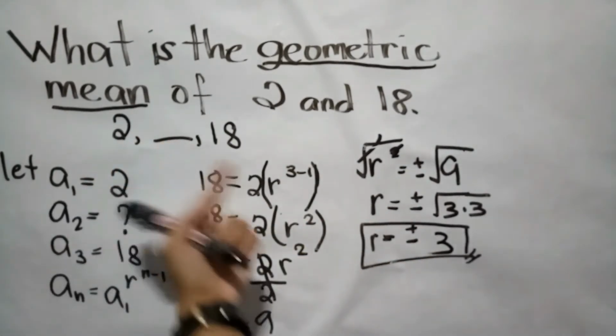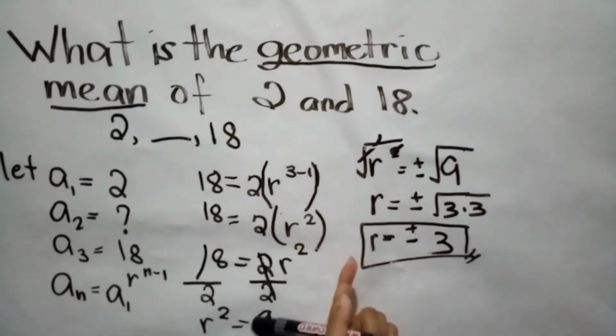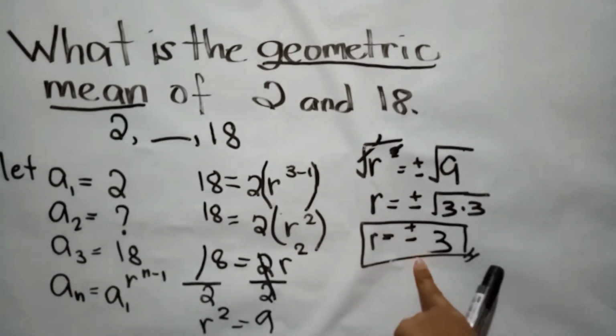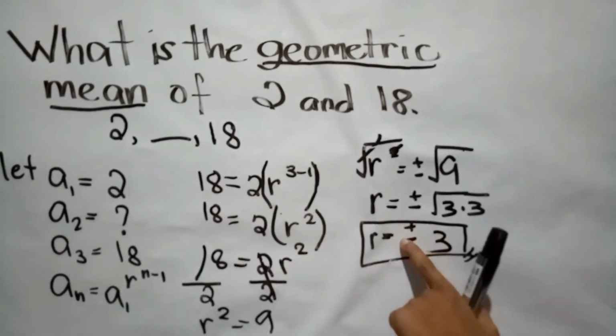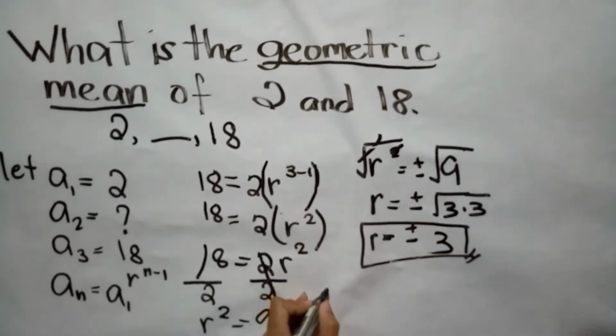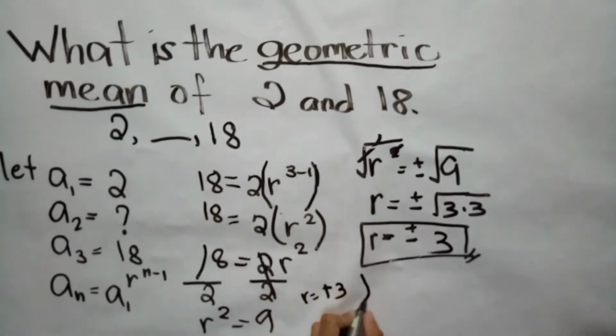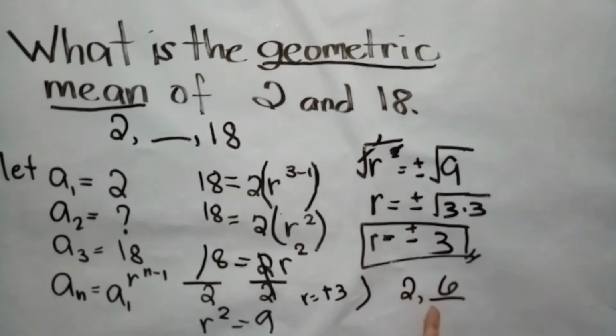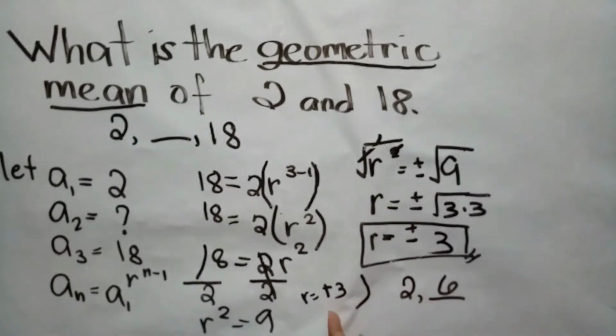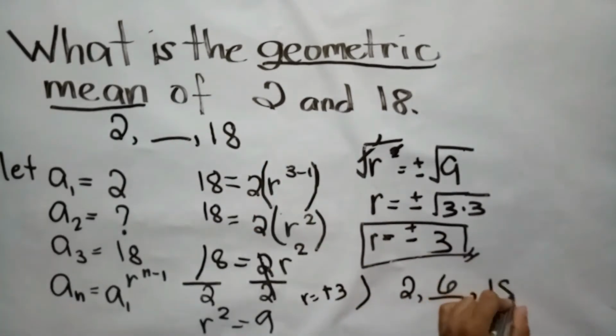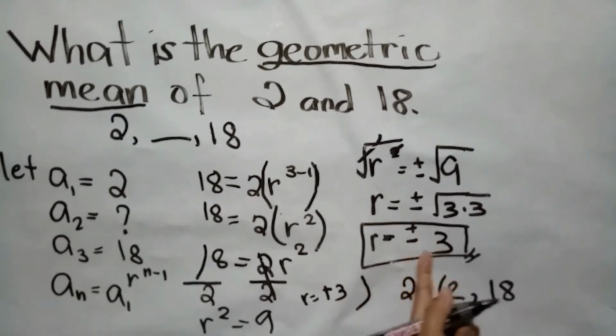After getting the common ratio, we need to multiply it to the first term to get the second term. As you can see, the value of the common ratio is positive and negative 3. So we will get first the positive 3. So r is equal to positive 3. The sequence is 2, then times positive 3, that is 6. Then 6 times positive 3, we will get 18. So we have the geometric mean. The first geometric mean is 6. Now let's solve for the negative 3.